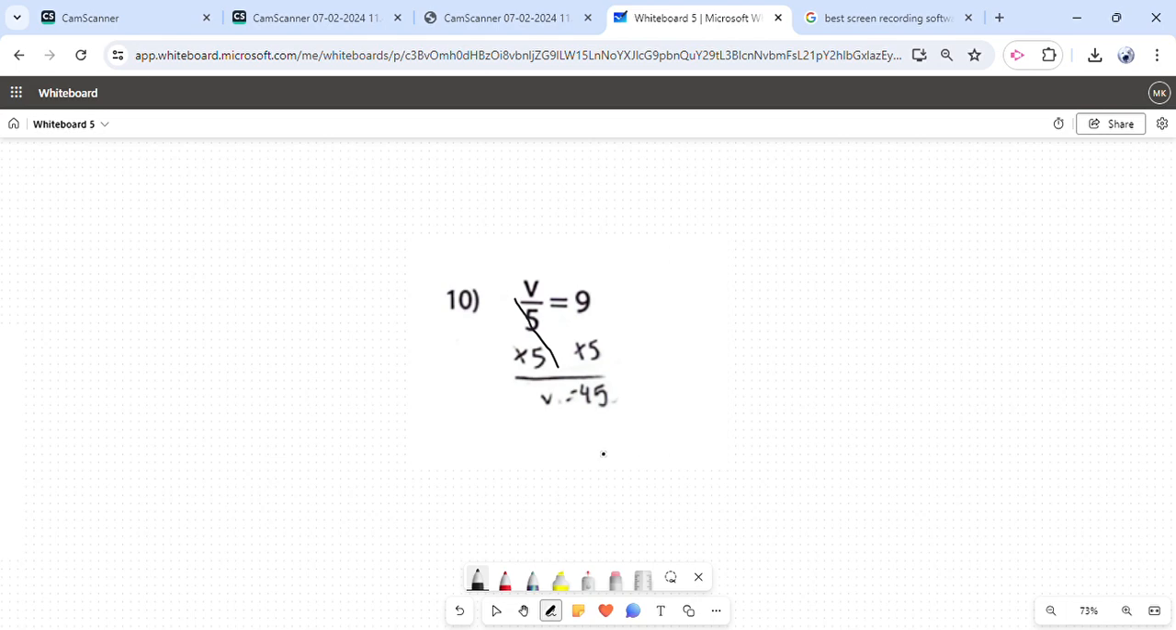So basically you have to do the same set of steps every single time you're trying to solve a one-step equation. And yeah, it's a fairly simple concept, and I hope this helped.